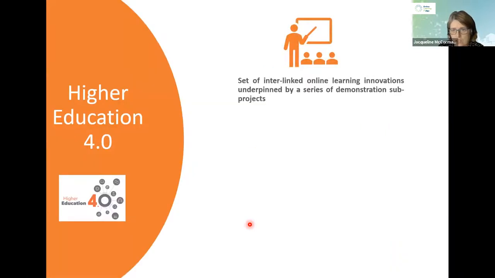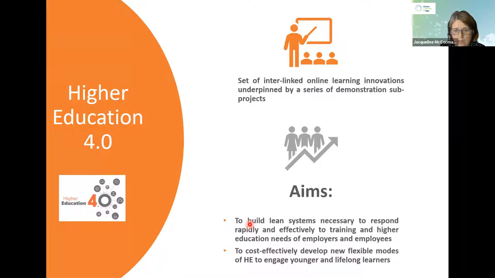So our project consists of a set of interlinked online learning innovations, which are underpinned then by a series of 21 demonstration or innovation sub-projects. And the aims of it really are about trying to build lean systems necessary to respond rapidly and effectively to training and higher education needs of employers and employees, to allow us to cost effectively develop new flexible modes of higher education for both younger and lifelong learners.